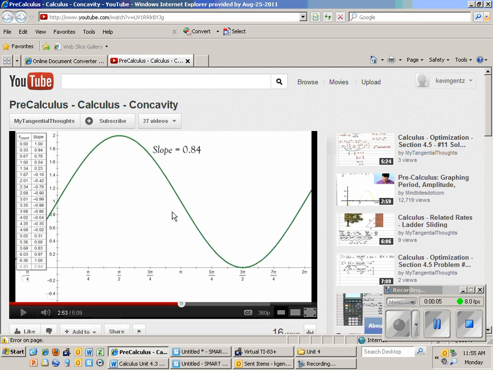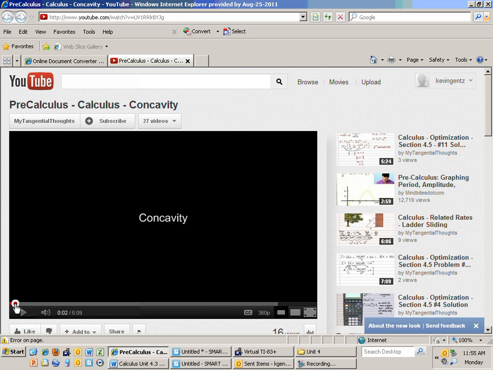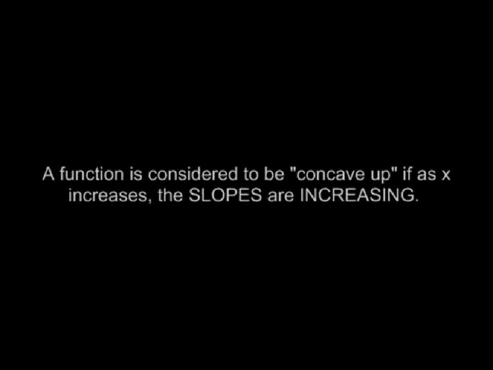Okay, if you guys would turn your attention to this video, I think that this does a really good job of showing exactly what we want. I'll make it large, and I'll pause it from time to time as well. But the second derivative shows us something called concavity. And we'll see what it says, okay?